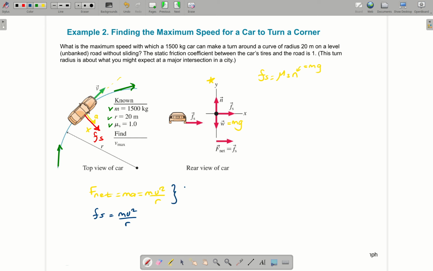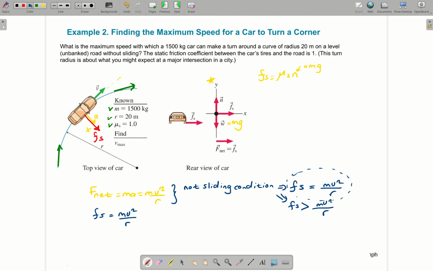So the not-sliding condition, which is an important thing here, is that the minimum condition is that F static is equal to mv squared over r. Now what happens if F static is larger than mv squared over r? It can safely turn, but minimum it should be equal.